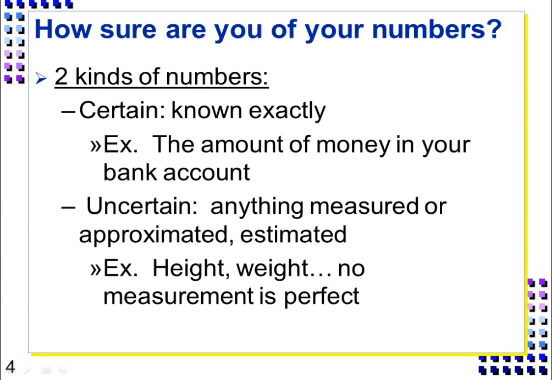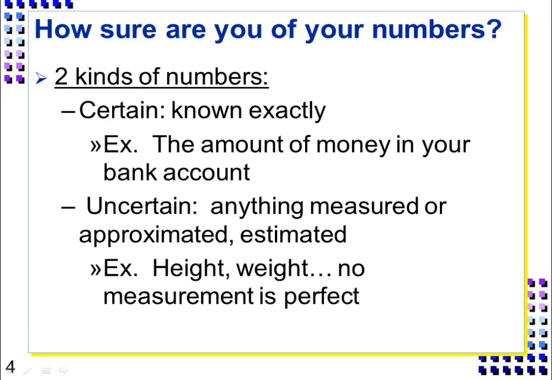Let's talk about different types of numbers. When we talk about digits that are certain, we're talking about things that are known exactly. So for example, a measurement of the amount of money in your bank account, that is a certain number. The bank knows down to the penny how much money is in that account. It's not an estimated value at all. Anything that can be counted will always be considered a certain number.